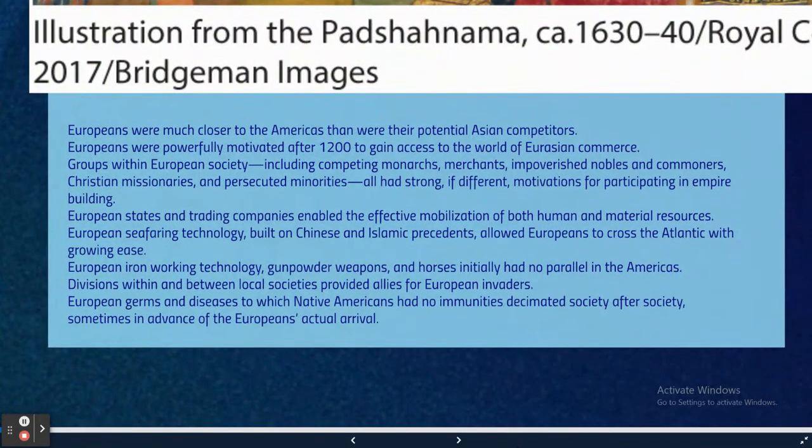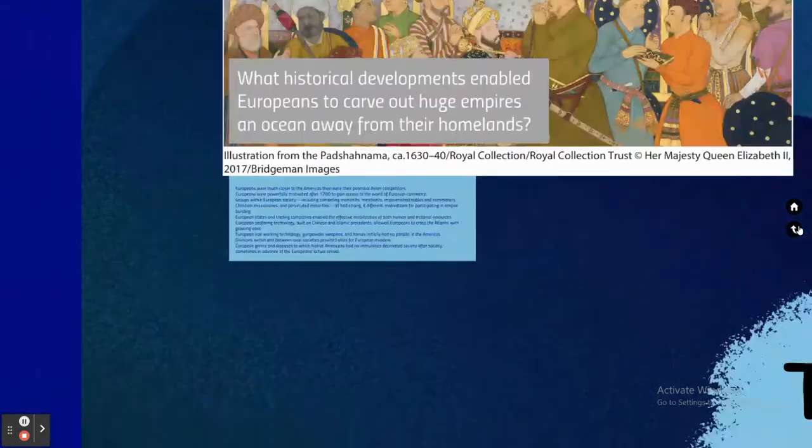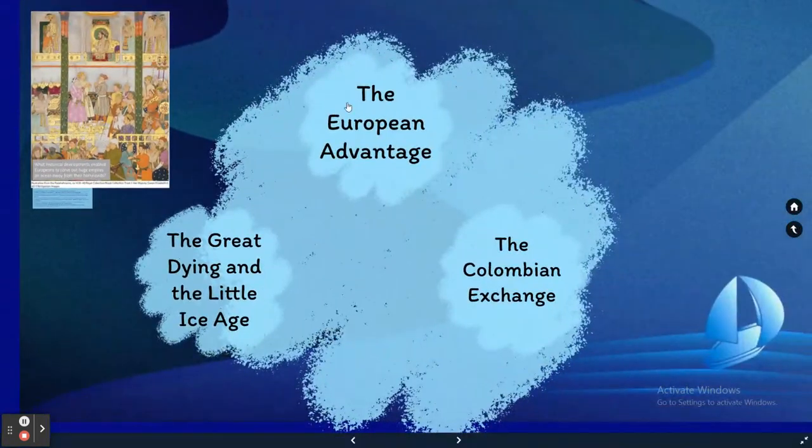Disease is something that helped them set up these big empires. You know, disease for the Native Americans basically decimated their whole society. They also had motivations for participating in empire building. They wanted to maybe spread religion or escape religious persecution. All of these were definitely important. They wanted a part of that Eurasian trade without having to use the Silk Road.